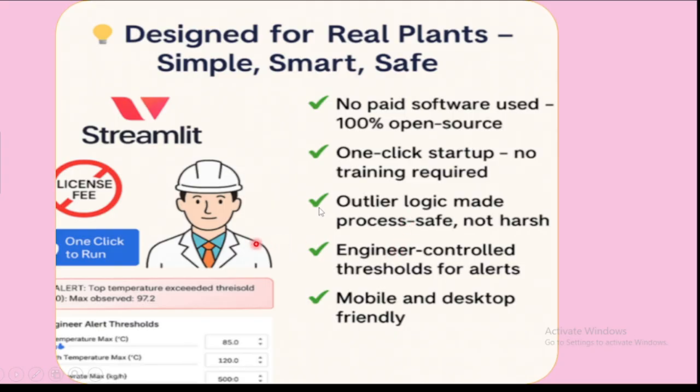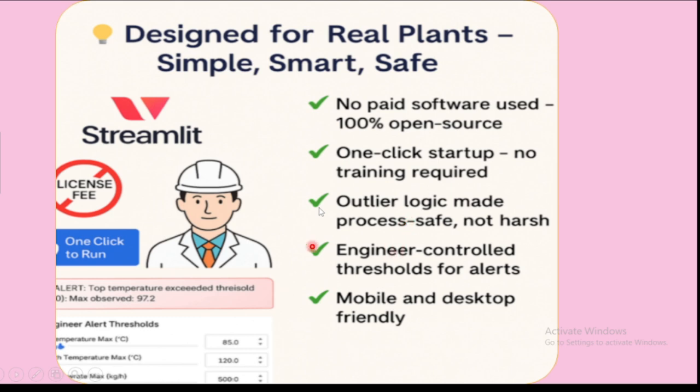The big advantage of our project is that we have kept it fully budget friendly. We have not used any paid software, no expensive licenses. Only open source tools like Streamlit, Python, PostgreSQL are used. This means the total cost remains very low, yet functionality stays strong. Also, no special training is required. Anyone from the plant team can start this system with just one click. It's as simple as opening the web page and pressing the start analysis.